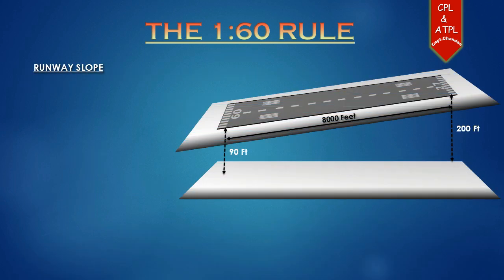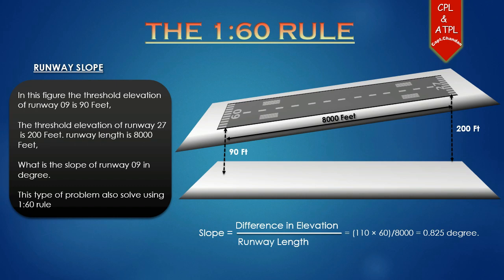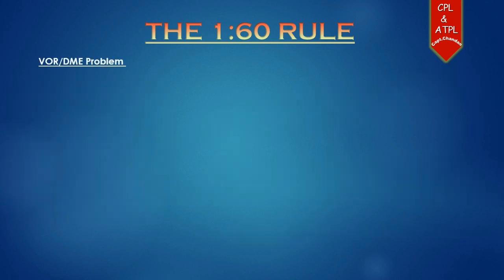Now runway slope. As you can see in the diagram, the runway is not level, it is sloped. In this picture, the threshold elevation of runway 09 is 90 feet. The threshold elevation of runway 27 is 200 feet. Runway length is 8000 feet. What is the slope of runway 09 in degrees? This type of problem is also solved using the 1:60 formula. So the formula for runway slope is difference in elevation divided by runway length, times 60. Putting in all the values, the slope of runway 09 will be 0.825 degrees.